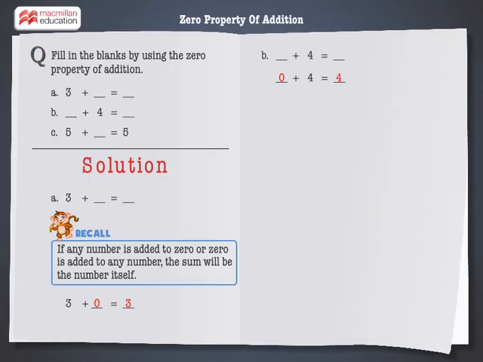Finally, let us solve the last problem. 5 plus dash is equal to 5. Similarly, like earlier, by the zero property of addition, 5 plus 0 is equal to 5.